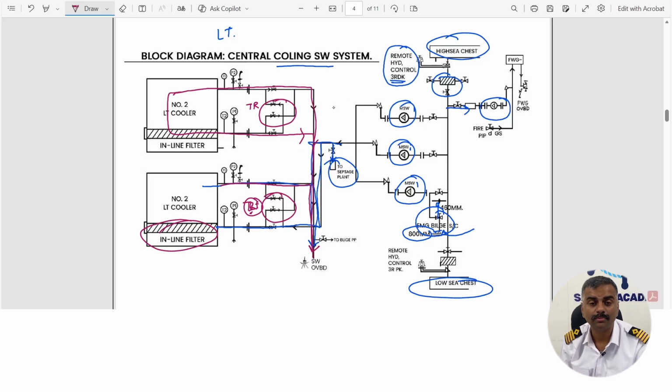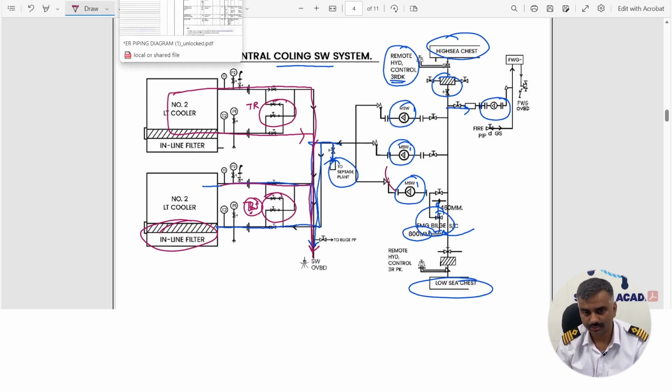That is about the block diagram of the central cooling seawater system. In the line diagram we will study this in more detail. The most important thing is the components that we have already talked about: coolers, seawater pumps, sea chest. We have to connect all these three. That is important in the cooling seawater system.